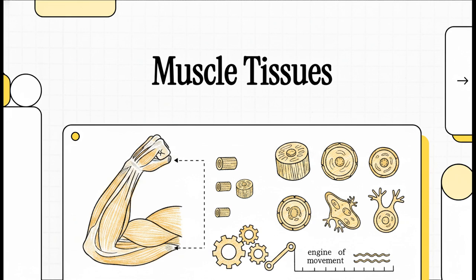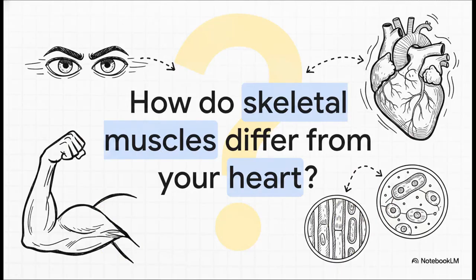In this explainer, we're going to peel back the layers of the human body and get up close and personal with the microscopic machinery that keeps us moving, digesting, and living. We'll look right at the cellular level to see exactly how form meets function in the body's ultimate engine of movement.